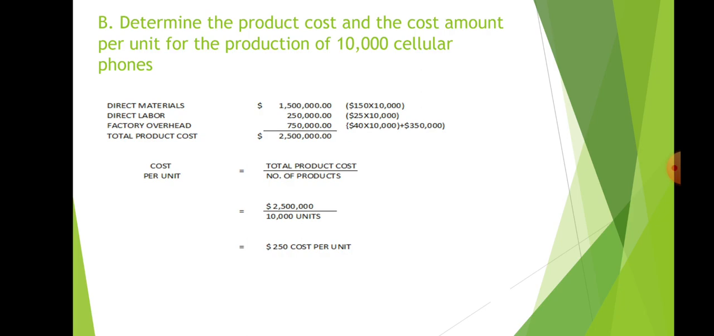Second, we will be determining the cost per unit. We know that cost per unit is the total product cost divided by the number of products. As we have computed, the total product cost is $2,500,000 divided by 10,000 units, and that would be $250 cost per unit.